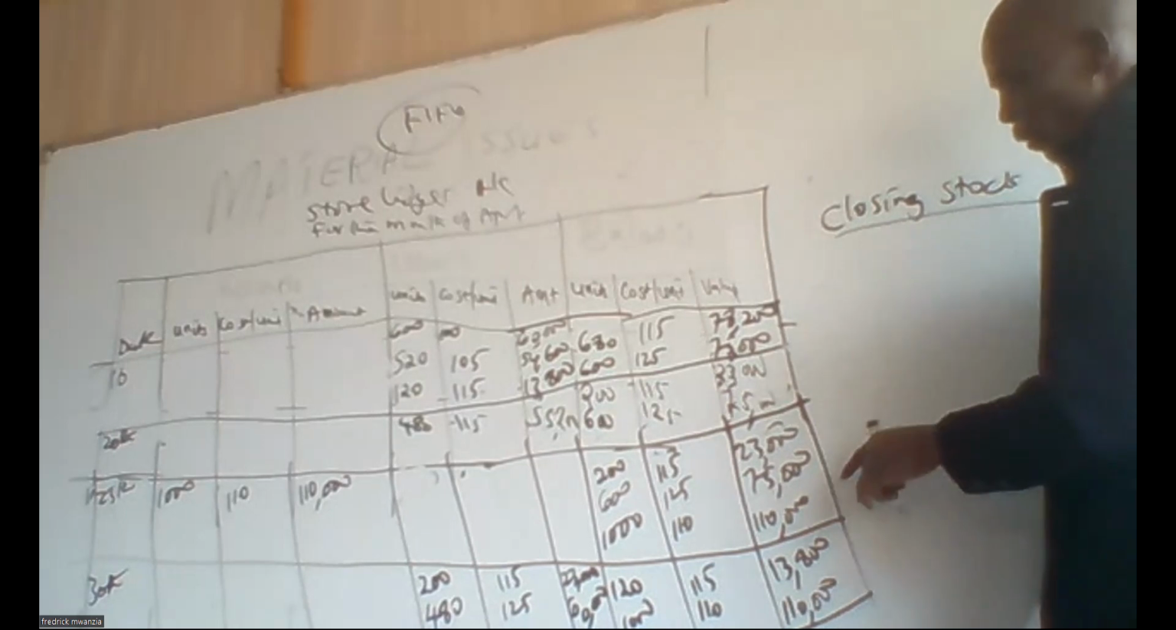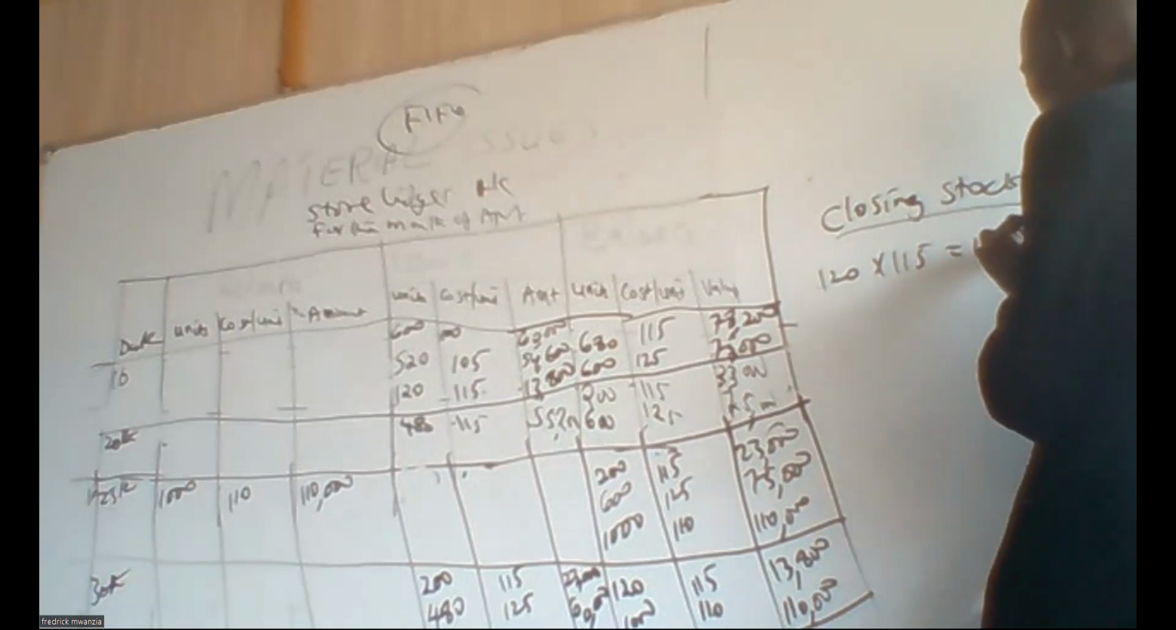Suppose that is the question, to determine the closing stock. If you are clear on these things, then the closing stock will not be an issue. When you talk about the closing stock, it will simply be to pick the ones down there: 120 and 115, that is 13,800.